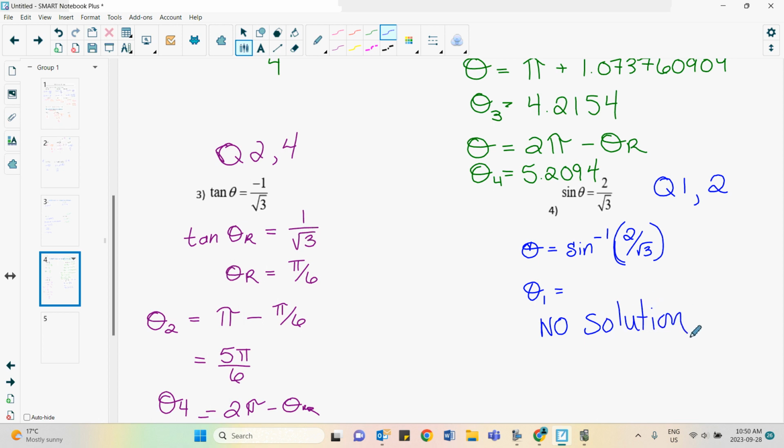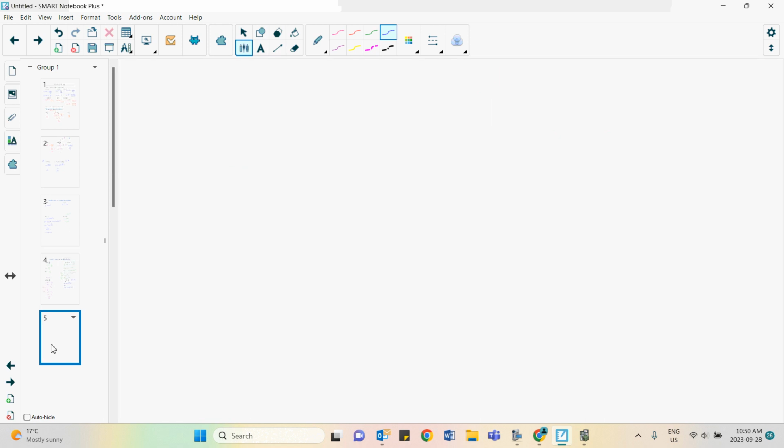I knew that from the start. So if you recognize, okay, tan is the only one that can be greater than 1. Because root 3 is a value greater than 1. Yeah, tan is the only one that could be greater than 1. Cos and sine cannot. Okay, last page. We're done?